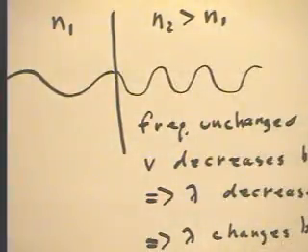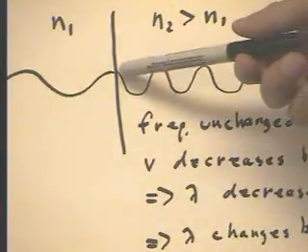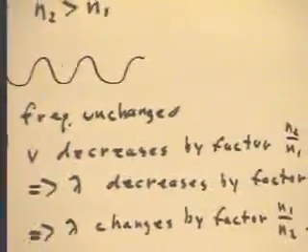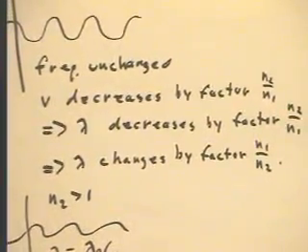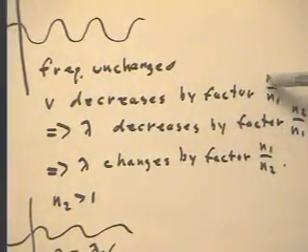But what does change is how fast the wave travels, which means that if the frequency doesn't change and the wave slows down, the wavelength is going to decrease. Okay, so we see that the frequency is unchanged. Velocity decreases by a factor n2 over n1.